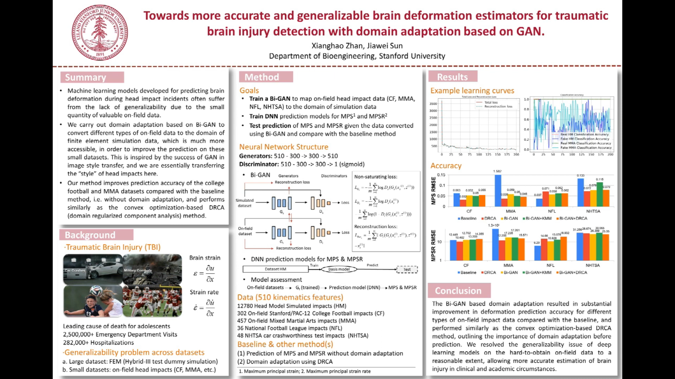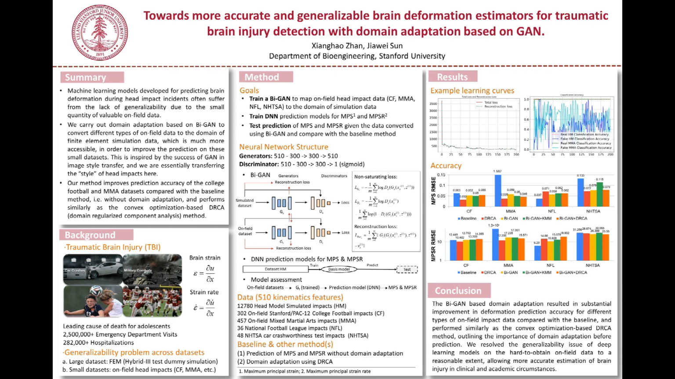In this project, we try to solve the problem by performing the task of domain adaptation using a GAN architecture to firstly map the on-field data to the domain of the simulated data before feeding them into the estimator for prediction. Here, we are essentially transferring the styles of different types of head impacts.